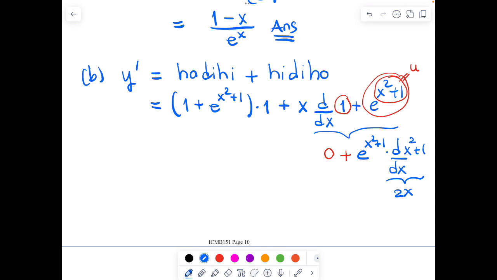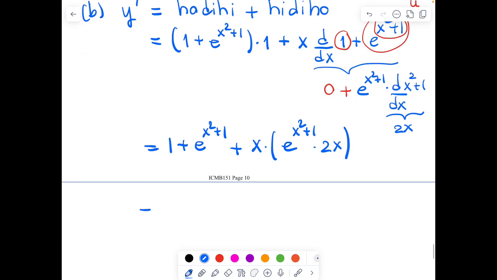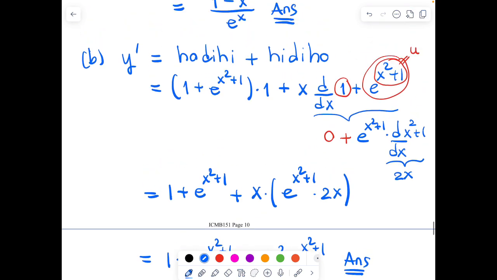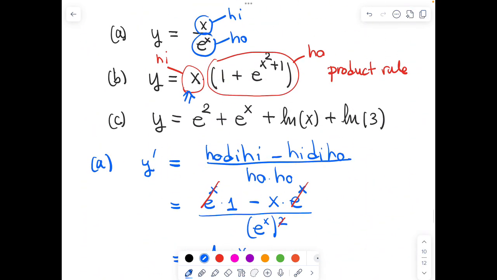Okay, I think we got everything. So we got 1 plus e to the x squared plus 1 from the first factor. Then plus, we get x multiplied with e to the x squared plus 1 multiplied with 2x. Okay. If you multiply the factors in the back, then we got 2x squared multiplied with e to the x squared plus 1. That would be our answer. Okay, last problem, problem C.